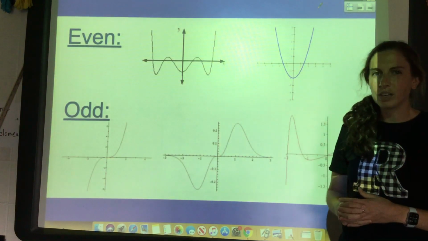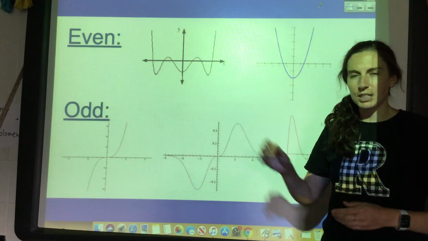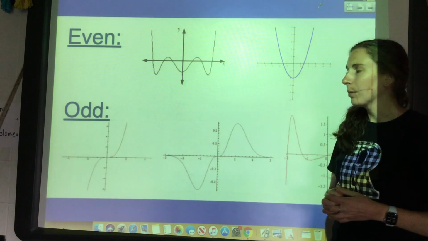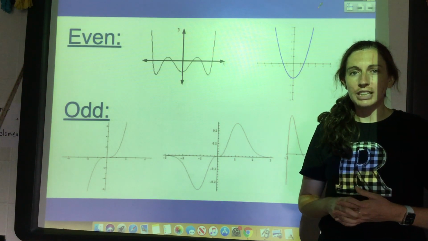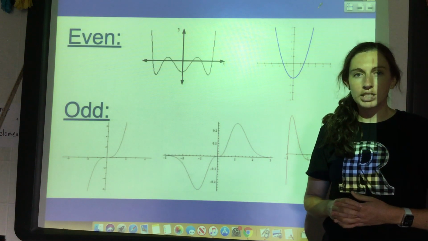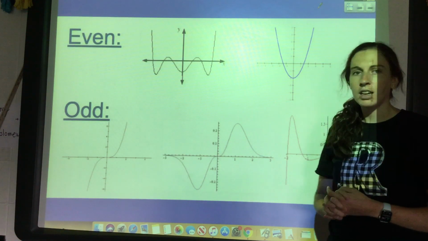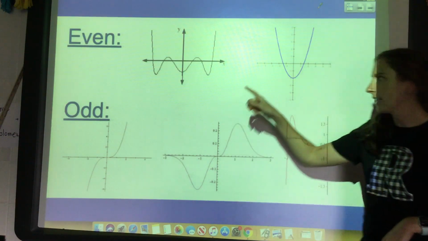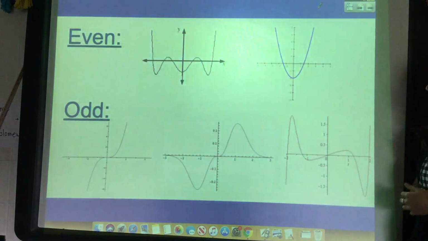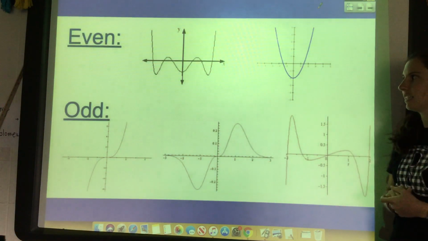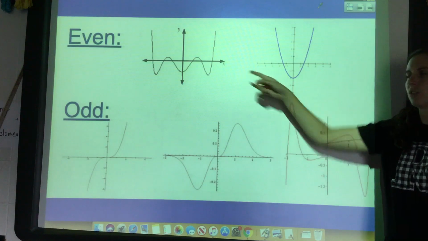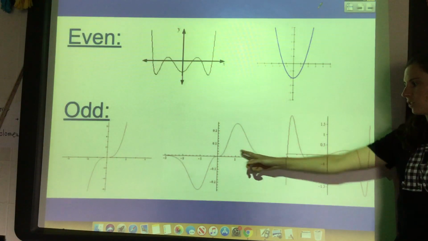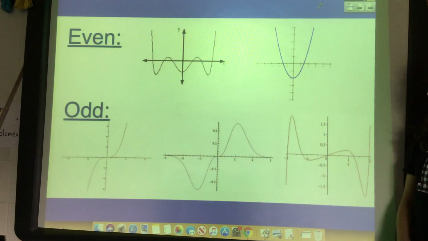So in this video we're going to look at a couple types of symmetry you might see with polynomials when you graph them. And we're going to specifically talk about something called even functions and odd functions. So just like numbers could be even or odd, a polynomial might be even or odd. So take a look at these graphs and see what you notice. Just kind of pause and take a look. What are some things you notice about these two even graphs, first of all? And then what are some things you notice about these odd graphs?